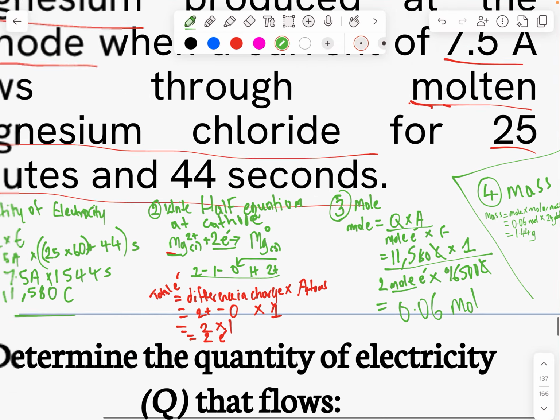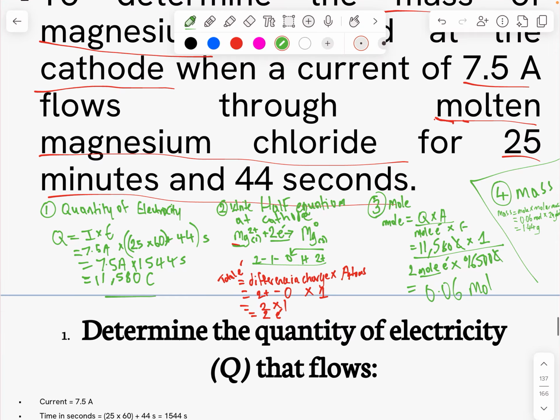I'm going to do another question in another video, so just recap. When you need to calculate the mass in electrolysis, the first thing you calculate is the quantity of electricity. Then you write your half equation, then you calculate the mole, and then you calculate the mass.